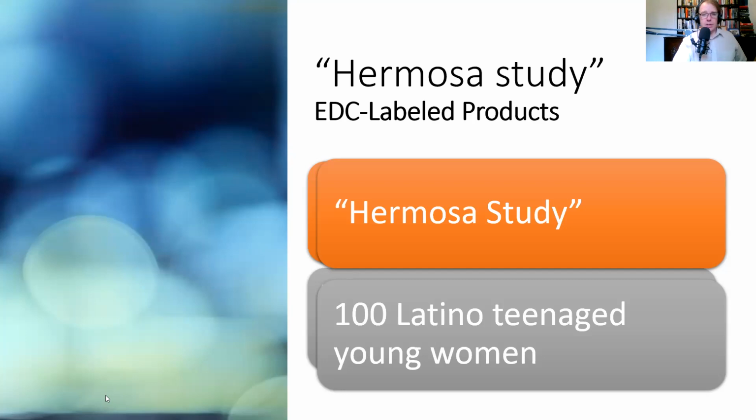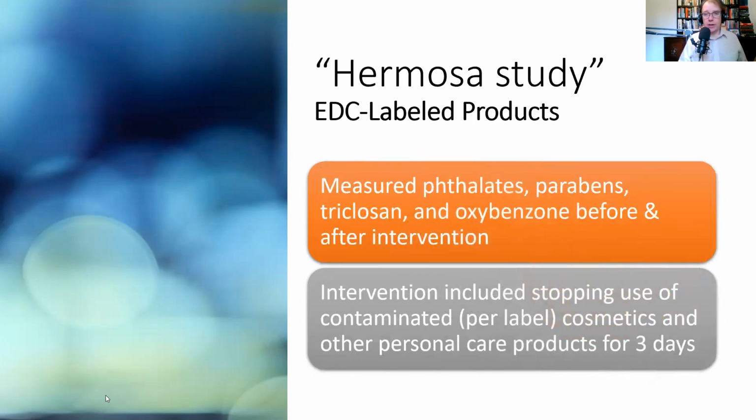So this is a fascinating study that I found called the Hermosa study. It's a study of 100 Latina teenage young women, whom they measured at baseline. And then they said, okay, for the next 3 months, choose products that don't contain EDCs. This is for the cosmetics, for their skin lotions, for all of the products that they use over the course of their days, weeks, and months. And watch what happens. So they measured phthalates, parabens, triclosan, and oxybenzone before and after the intervention. This is what's called a before and after study design.